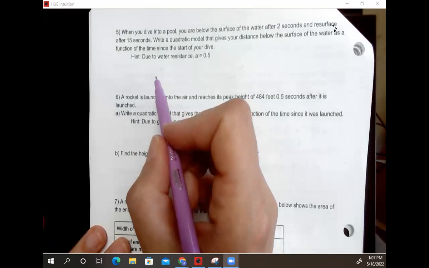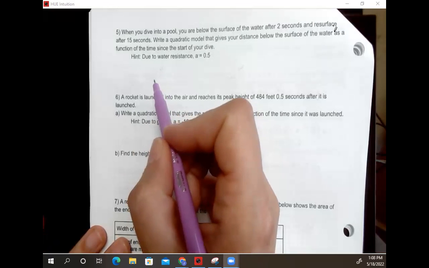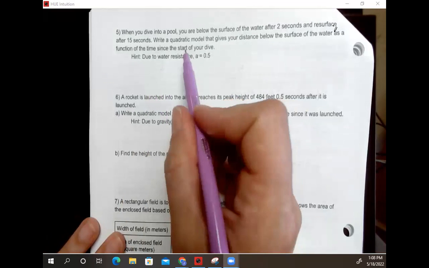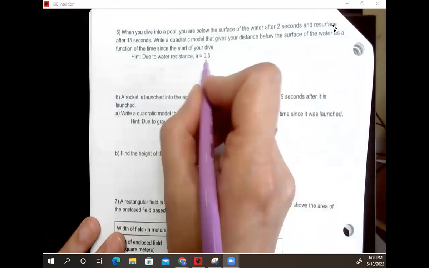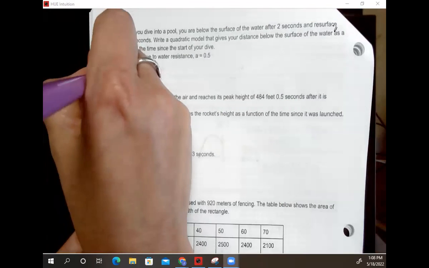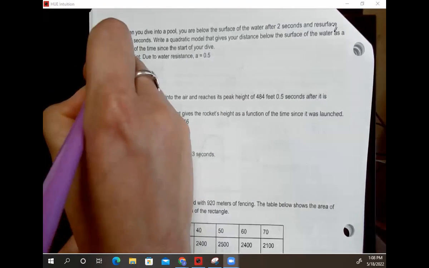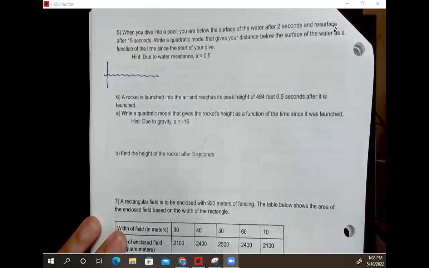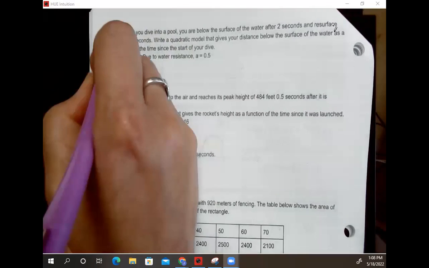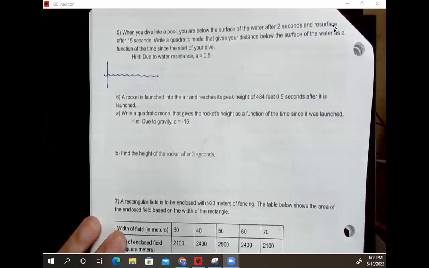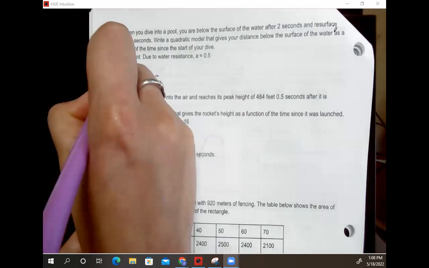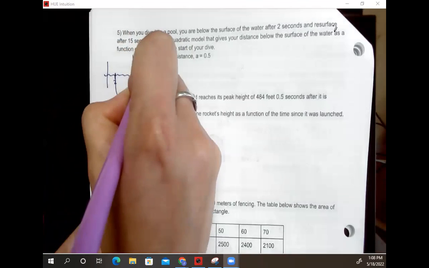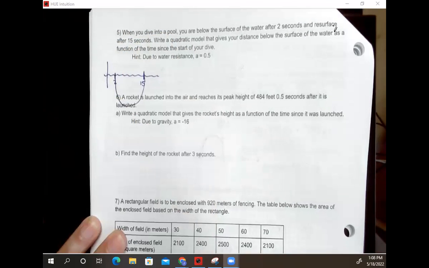I don't know if I'm diving from the edge of the pool or from a diving board that's higher up in the air. Maybe I'm already in the water. I don't know any of that information. They did give me my A value, but here's what I can use to be able to write a model. So I'm going to let the surface of the water be my x-axis, okay? Y measuring the depth of my dive here. So at 2 seconds, I go below the water. And at 15 seconds, I resurface.